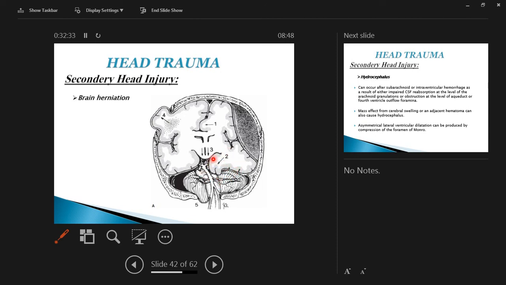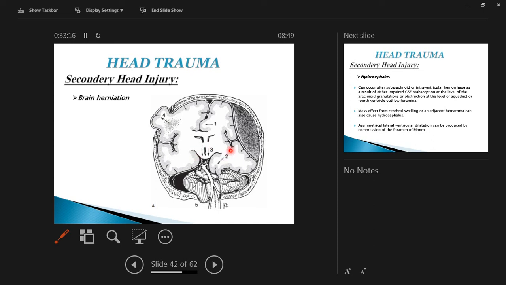Another one, this is the uncal herniation. It results in herniation of the medial portion of the temporal lobe against the tentorium. It's causing focal mass effect on the ambient cistern, and this herniation may lead to the contralateral cerebral peduncle being stretched and may develop hemorrhage within it, what's known as Kernohan notch. Actually, I didn't find a picture for it.